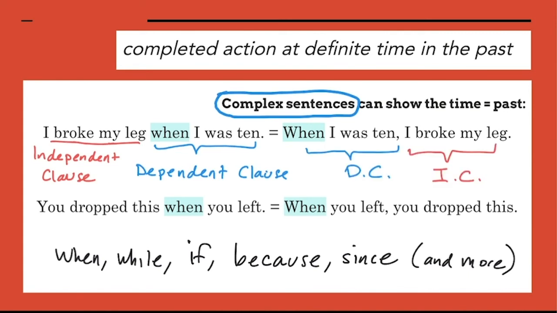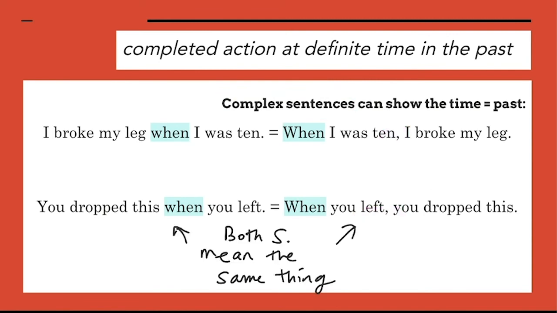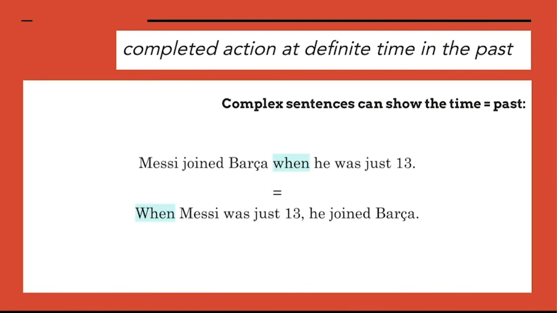However, there is a comma when the connector is first. You can hear the comma. Let's compare. You dropped this when you left. There's no pause. When you left, you dropped this. You definitely hear a pause for the comma, but the meaning is exactly the same. It doesn't matter if you put the connector first, if you put the connector in the middle, they mean the same thing. For another example, Messi joined Barça when he was just 13.